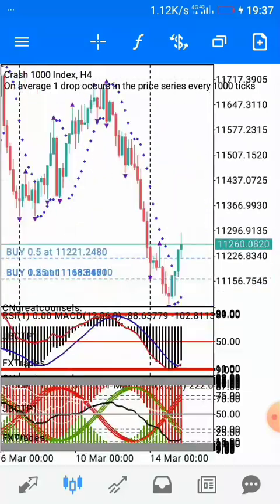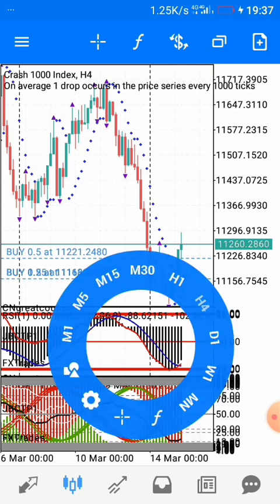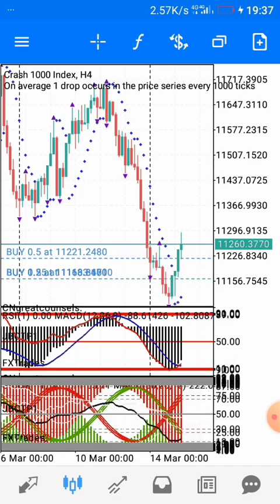Starting from the main chart, this is crash 1000. Whatever I'm going to tell you on crash, the opposite is the case for boom. So for you to buy, this is crash, and then we are using 4-hour time frame because the conditions were met at 4-hour time frame.